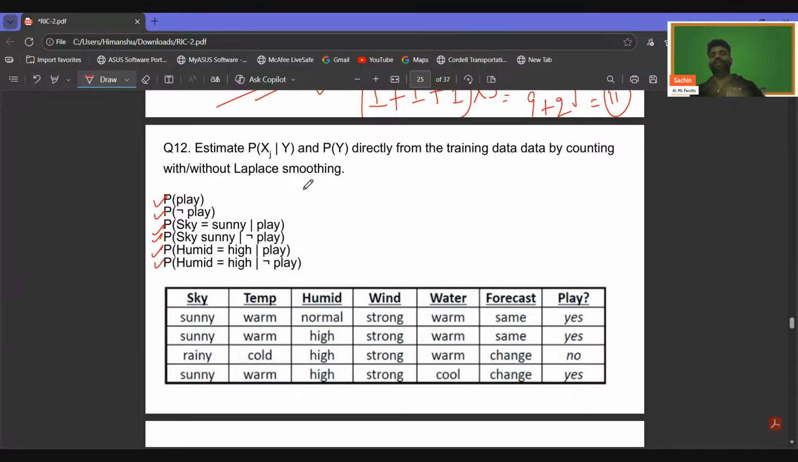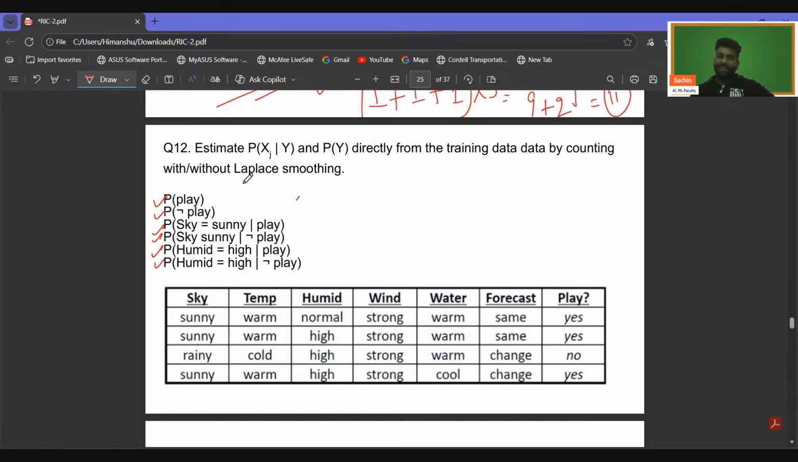Remember, the smoothing is only done for the case of conditional probability given the class condition, like which class we are talking about. In that case, we apply the smoothing. If it's the simple probability of a variable I'm looking at, we do not really use smoothing. So what would be happening for this particular case?